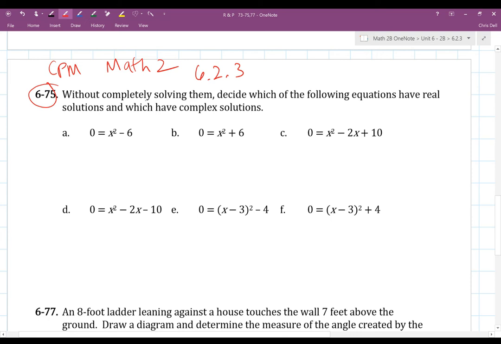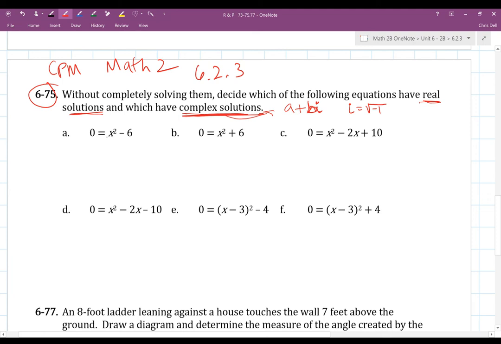It says, without completely solving them, decide which of the following equations have real solutions and which have complex solutions. And remember, complex solutions are the solutions that have an i in them, right? The standard form of a complex solution is a plus bi. And that i comes from the square root of a negative number. So really, the question is which of these are going to have a negative square root, and that makes it a complex solution. Real solutions just have normal, positive square roots.